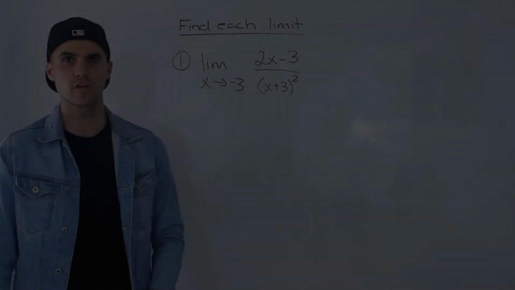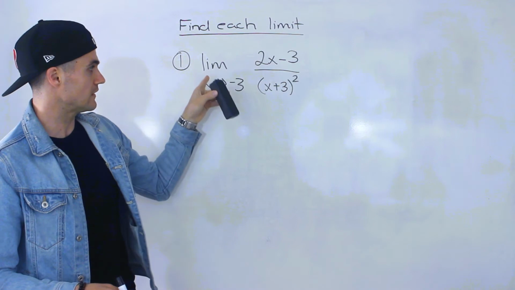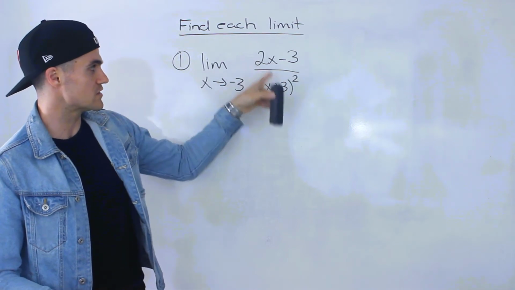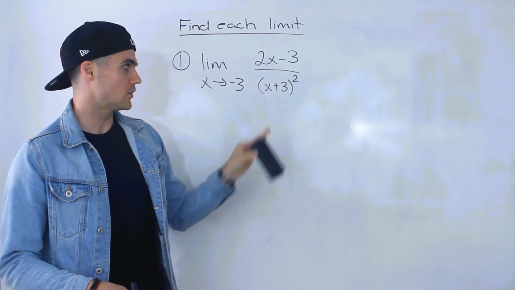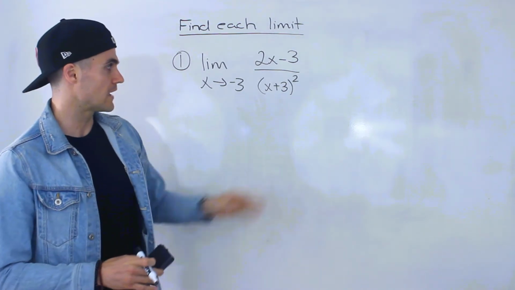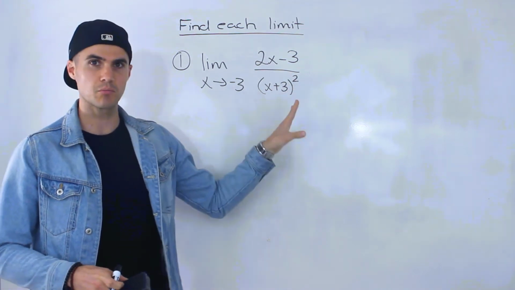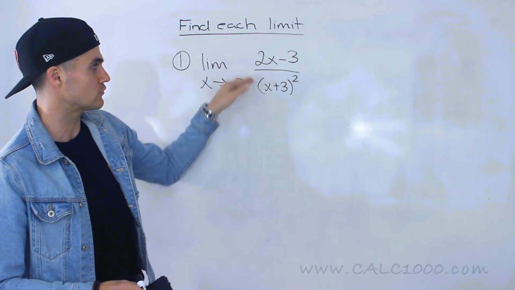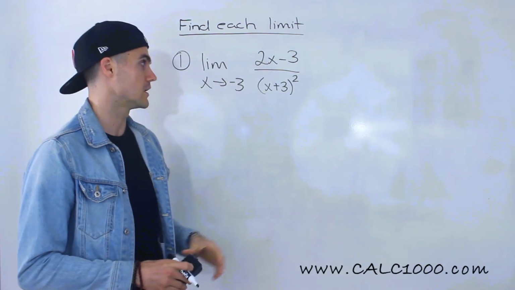Welcome back, everyone. Moving on to another example dealing with infinite limits. So we got to find the limit as x approaches -3 of this function here, (2x - 3) over (x + 3) squared. Notice that this function is very similar to the previous video, except now instead of just x + 3, we have a squared here. So it's a bit more complex because it's not linear over linear anymore. It's a linear over a quadratic function.